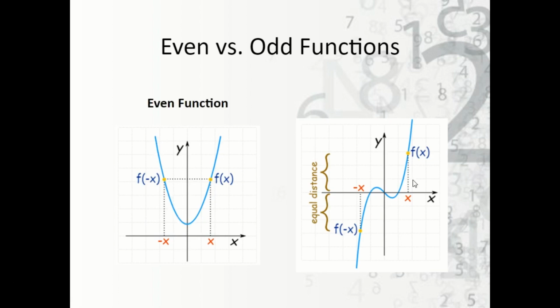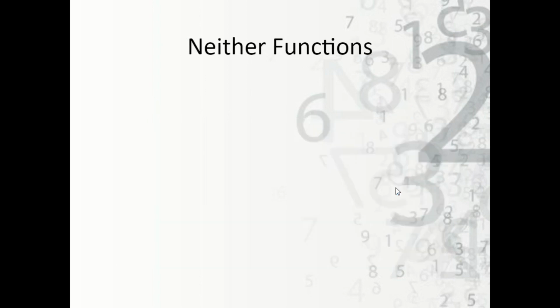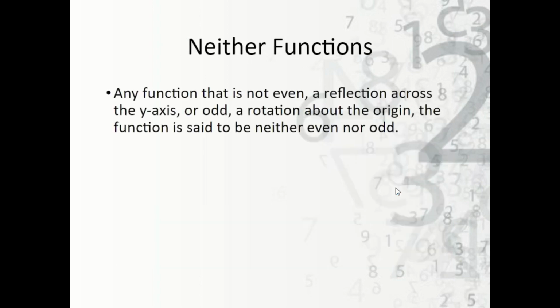Now an odd function is something that's rotated. So I spin it 180 degrees. If I take this point here and spin it 180 degrees, it should end up right there. If I take this point and spin it 180 degrees, it should end up right here, and so on. So the whole function is spun around the origin. So this is an odd function. Now, neither functions are just functions that are neither even nor odd. They're not reflected and they're not rotated 180 degrees.